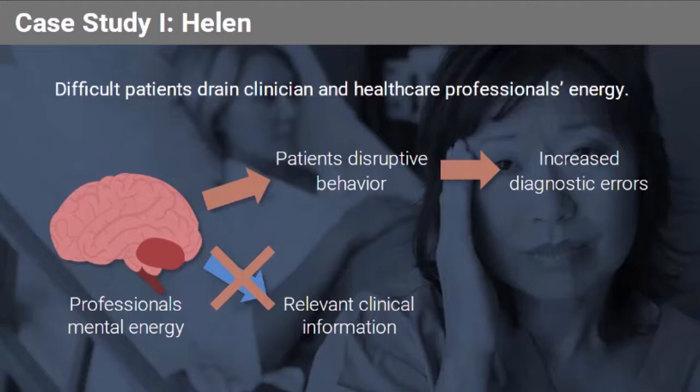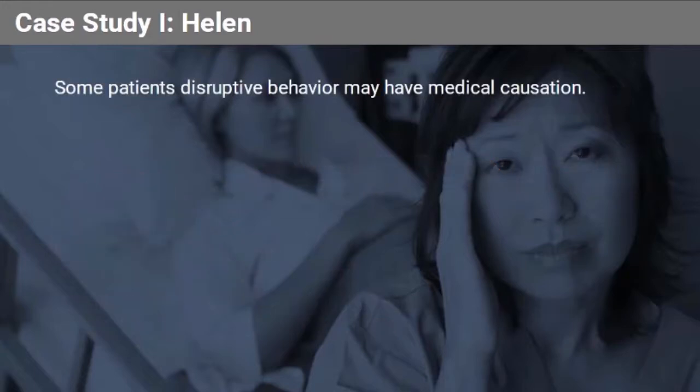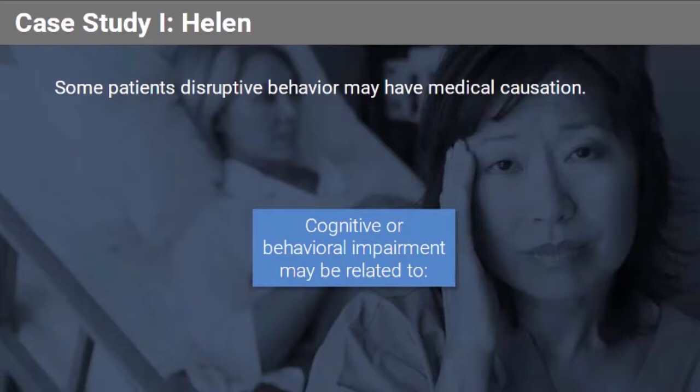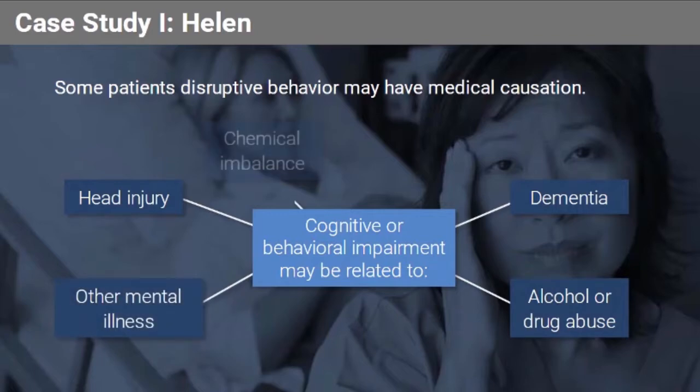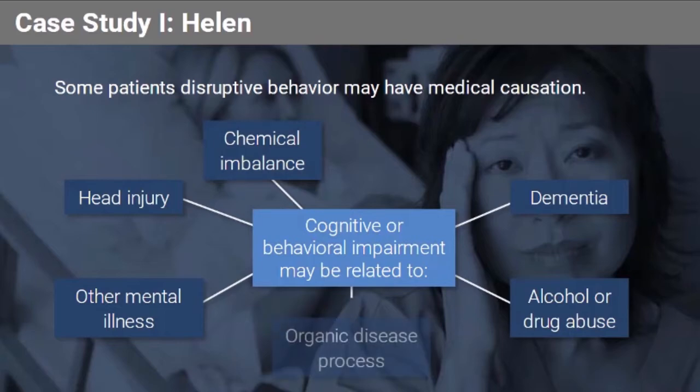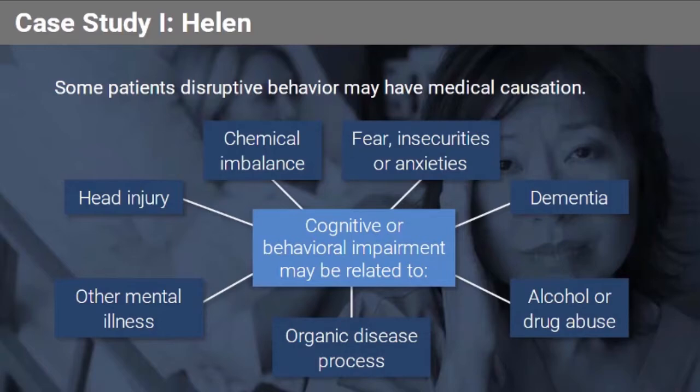However, it is important to recognize that some patients' disruptive behavior may have medical causation. For example, cognitive or behavioral impairment may be related to head injury, dementia, alcohol or drug abuse, or other mental illness. Chemical imbalance or other organic disease process must also be ruled out. In many cases, the patient's own fear, insecurities, or anxieties may cause them to lash out.